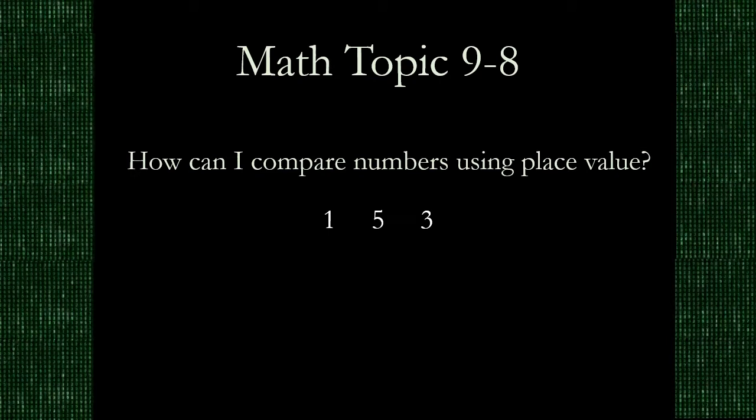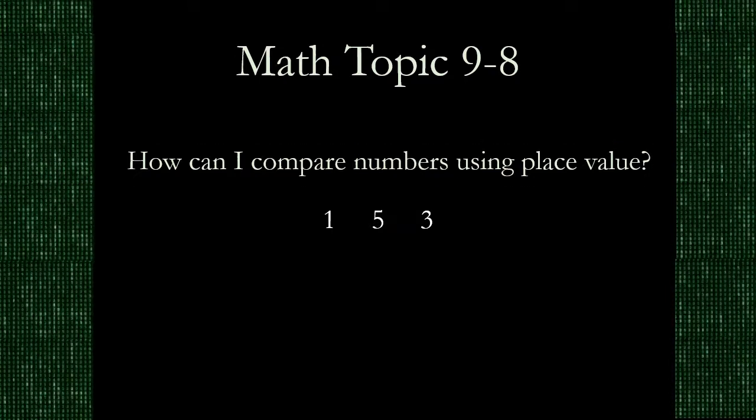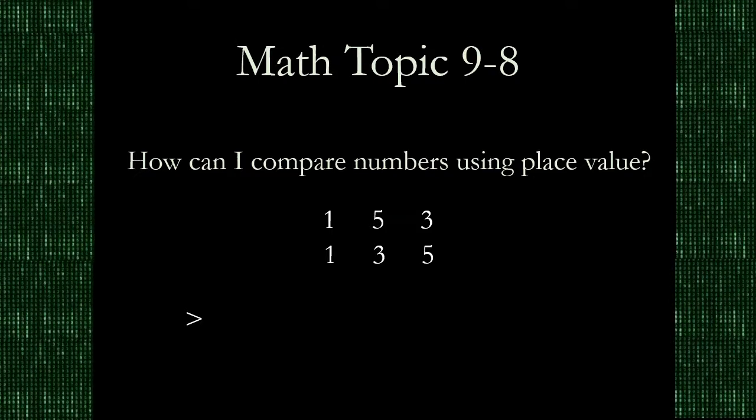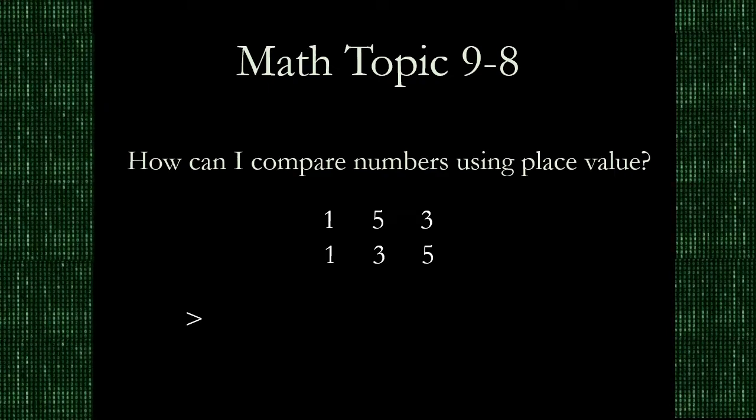Our question is, how can I compare numbers using place value? Here's what I mean. We already know what place value is. It's hundreds, tens, and ones. So if we had a number like 153 and a number like 135, what we're going to do is talk about which one is bigger or smaller, or to use new words, which one is greater and which one is less.